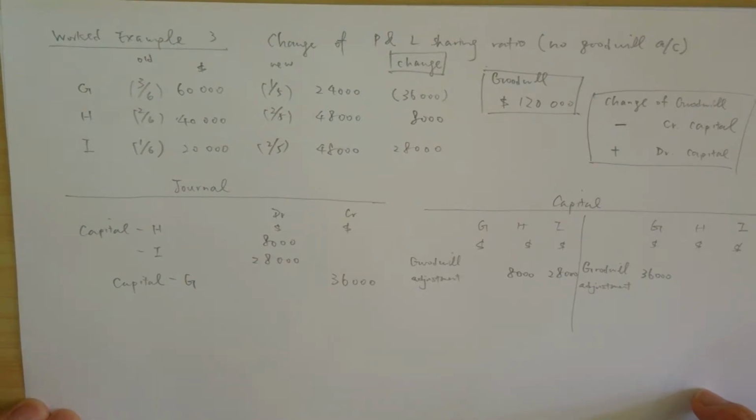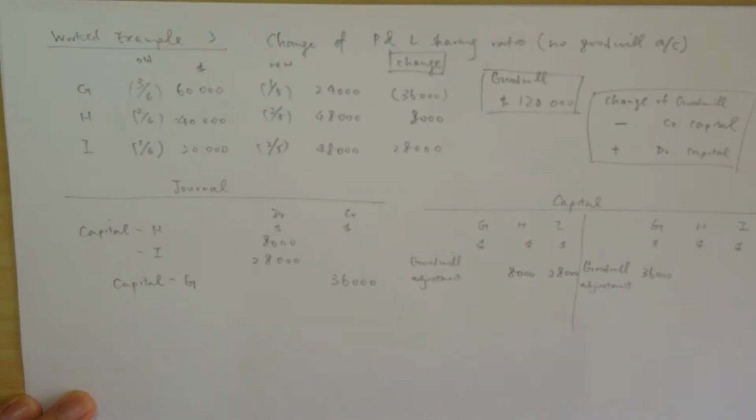Okay, this is worked example number 3, and to remind you, the change of profit and loss ratio with no goodwill account maintained. Next, we will come to the last question, worked example number 4. Worked example number 4 is a combination of the change of profit and loss sharing ratio as well as the revaluation of goodwill.